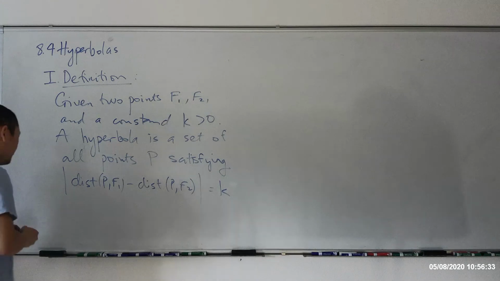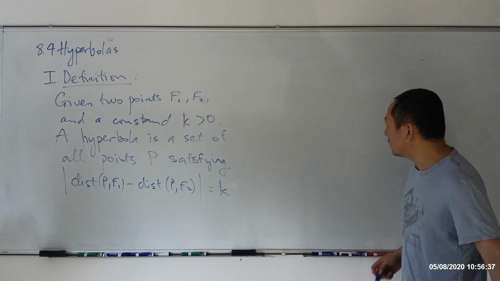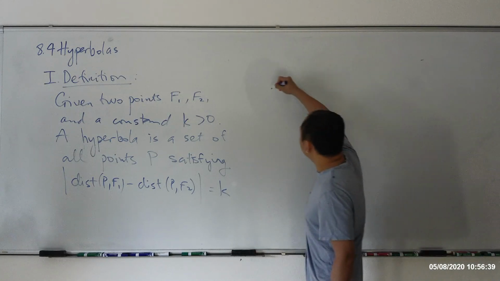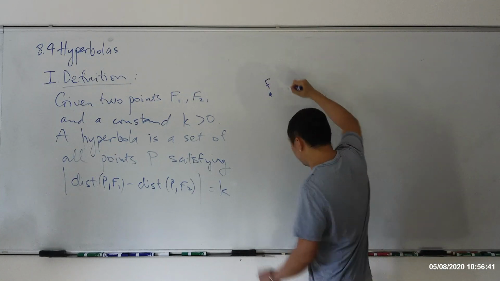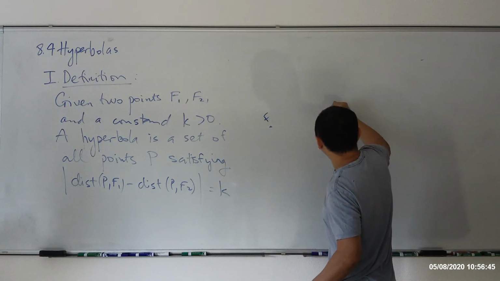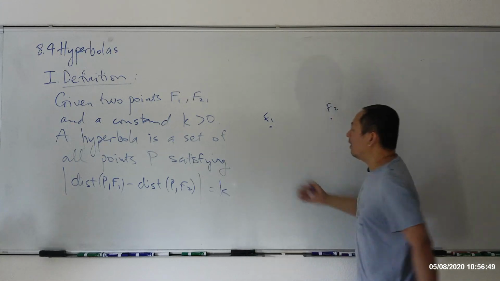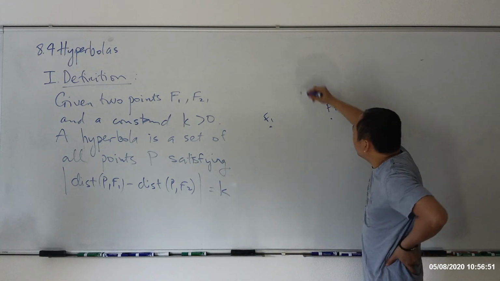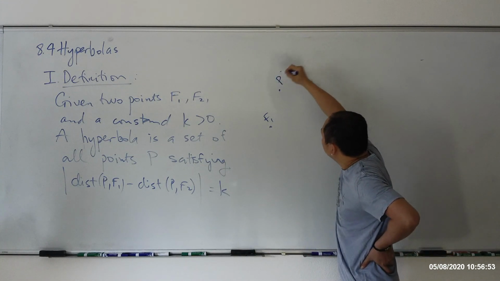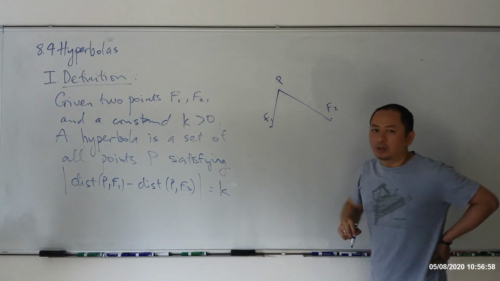Alright, that's the definition. Let me explain the definition to you guys. So pretty much what you have is this. You have 2 points. Say F1 is right here. F2 is down here. Okay? And you have a constant K positive. You are looking for all the points P, such that the difference between the two distances equals the constant.